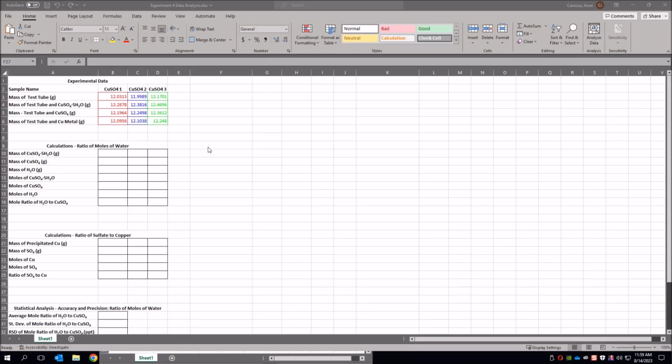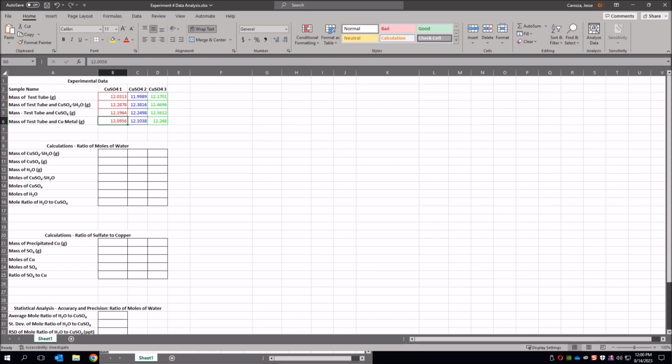And here we are with Excel. So we have entered our masses during the experiment. First we have the masses of our empty test tubes, which we took at the beginning. Then we have the mass of the test tube with the approximately 0.3 grams of copper sulfate pentahydrate in it. Again, we took that at the beginning. Then we dehydrated our copper sulfate, and once the test tubes were cool enough to handle, we massed them again and got these masses. Notice how the mass is a little lower than here.